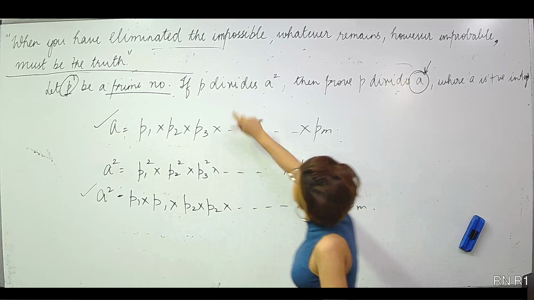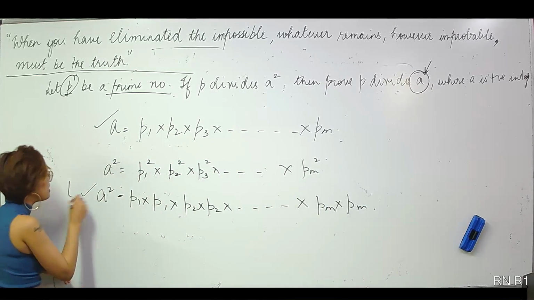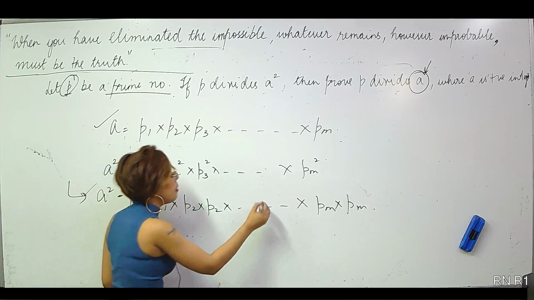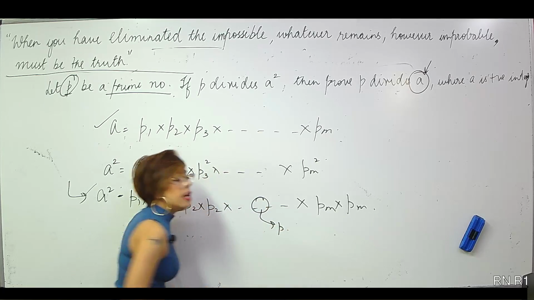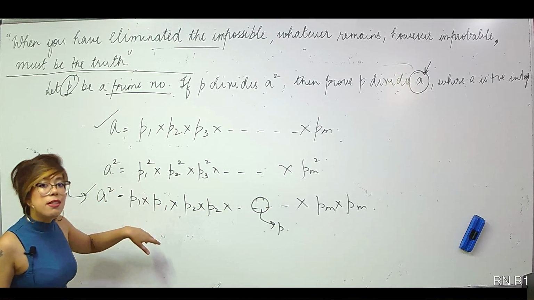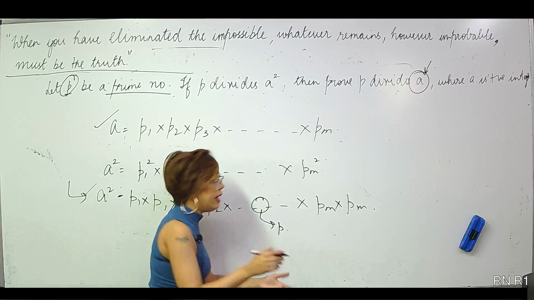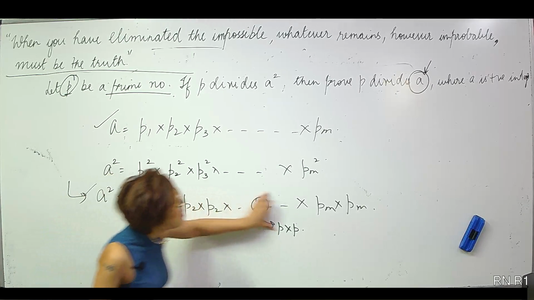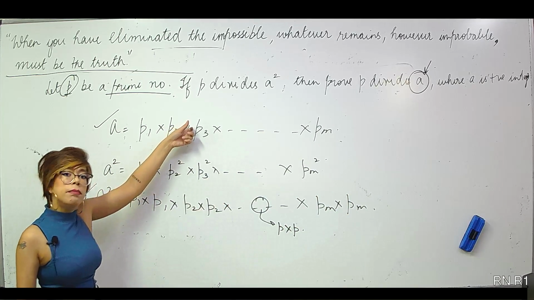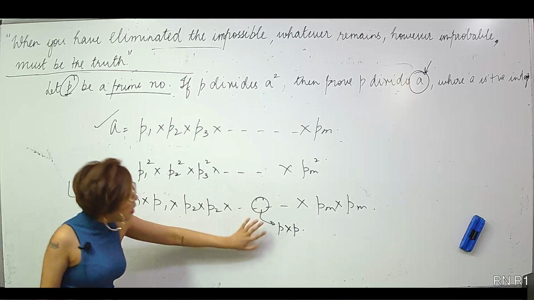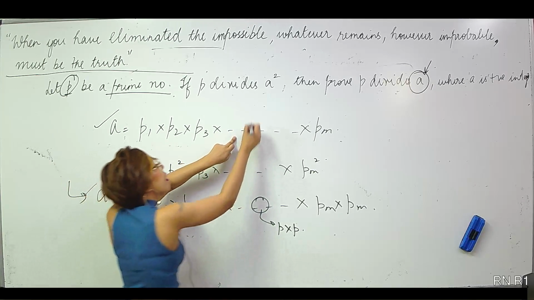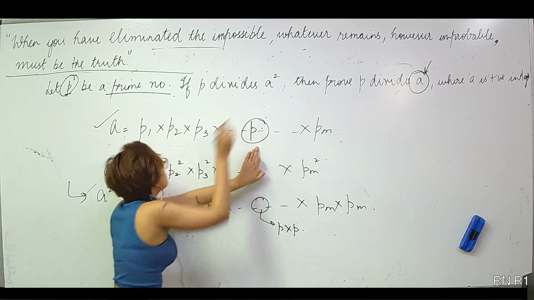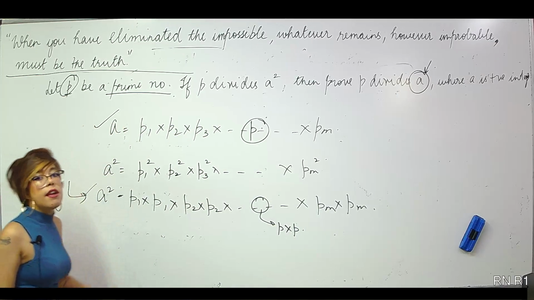Now he says P divides A square. So that means in the prime factorization of A square, P would be there. Now, I know that any prime factor is occurring twice, so P will not be lonely, it will have P into P. Now, mind that we just established whatever prime factors we have over here, those are present in A. Now, P is a prime factor of A square. That means P would be present over here. If P is present in the prime factorization, that means P would definitely divide A.